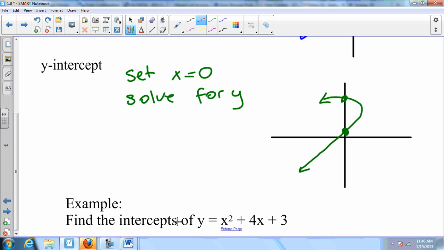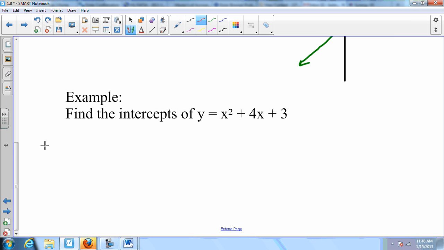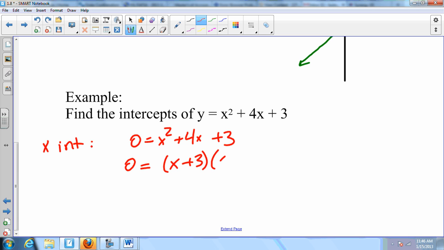So for the x-intercepts, we set y equal to 0 and solve for x. So it's a quadratic. We can factor this to x plus 3 times x plus 1. And we get our two answers. X is -3 and -1.